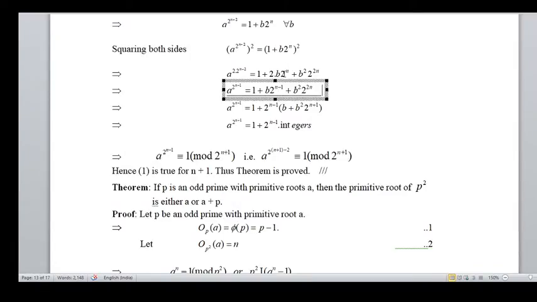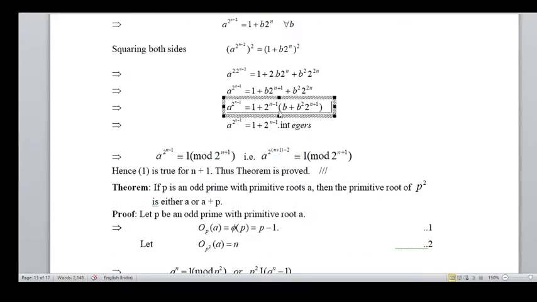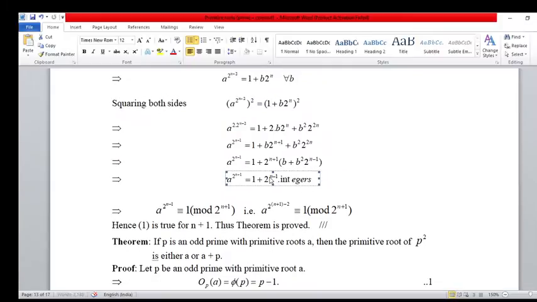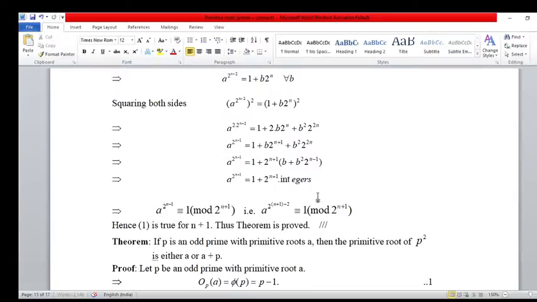This is 2 raised to the power n and 2 raised to the power n. So this is 2 raised to the power n plus 1. And here again 2 raised to the power n plus 1 is common. So this is minus, and here this is 2 raised to the power plus. So a raised to the power 2 raised to the power n minus 1 is equal to 1.